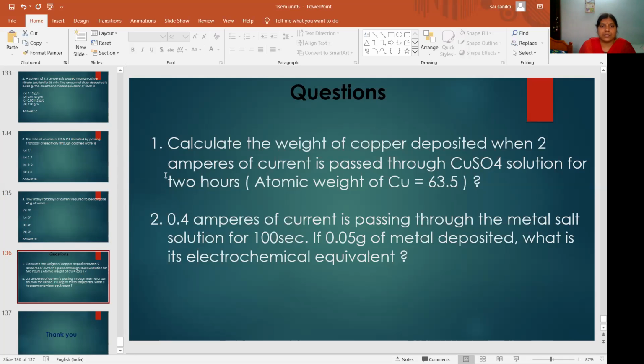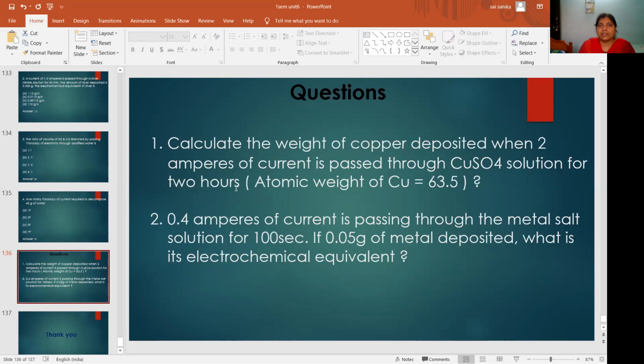What is the first question? Calculate the weight of copper deposited when 2 amperes of current is passed through CuSO4 solution for 2 hours. The atomic weight of copper is 63.5. So here, what he is asking is how much weight is deposited when 2 amperes current is passed through CuSO4 solution for 2 hours. Time is given in hours, so you have to convert into seconds.